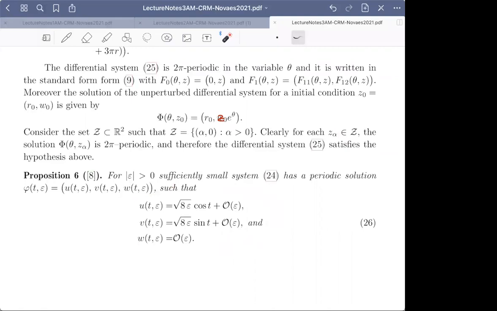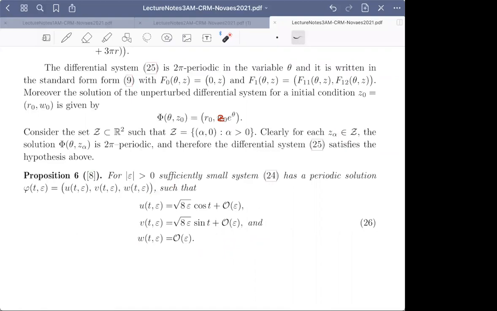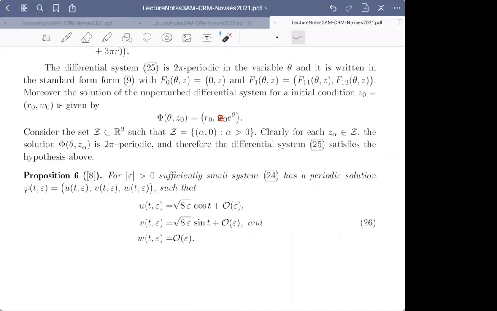Sorry, Douglas, this t is the time or is the angle here? Here's the time. Here's the time. We come back with the transformation. Thanks.